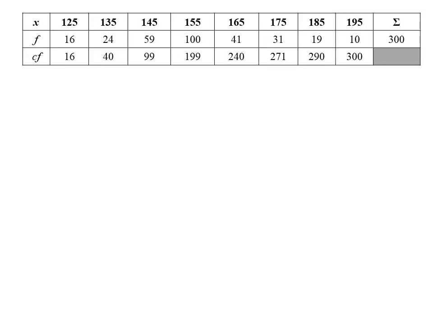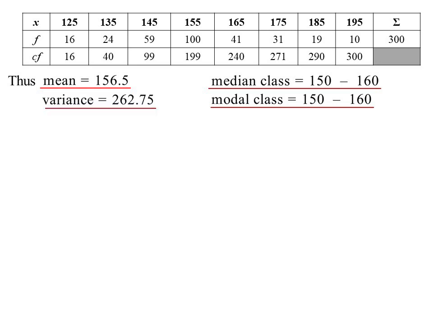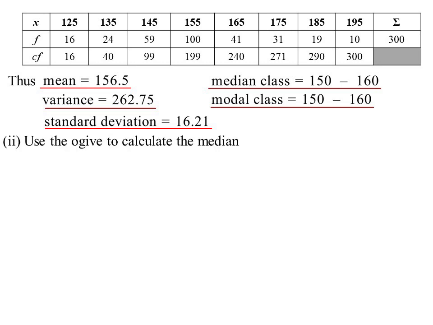Redrawn as a cumulative frequency, you'll notice I've now made the value the class centre. So the average is 156.5. The median class would be the 150 to 160 class. The modal class, the one that happened most, also happens to be 150 to 160. Variance we saw was 262.75. Standard deviation 16.21.